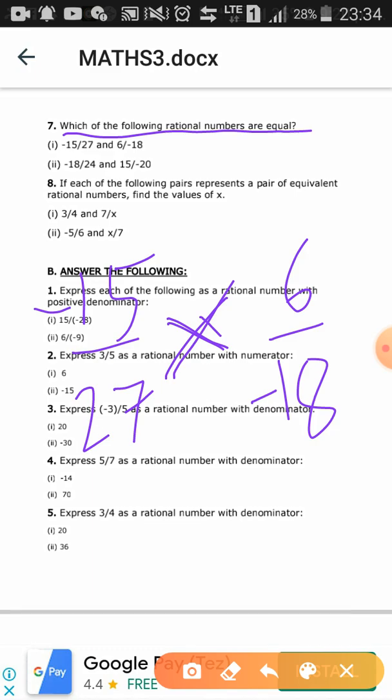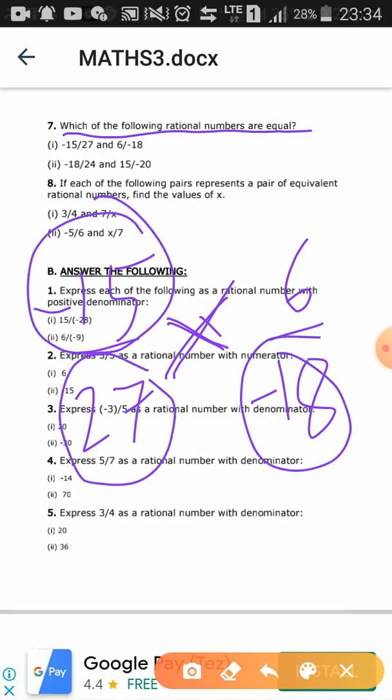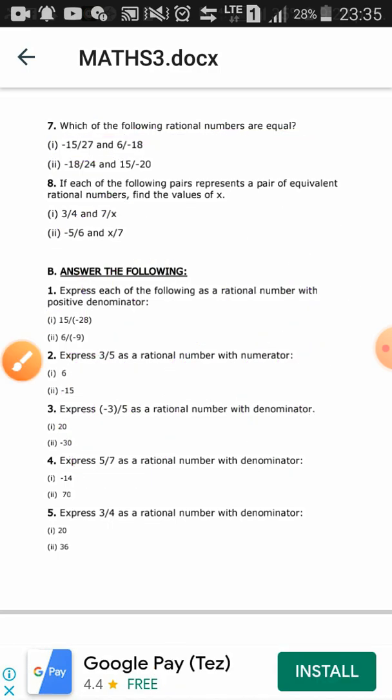So you're going to do minus 15 into minus 18, then you're going to do 27 into 6. If both the answers are equal, then yes, these two rational numbers are equal. If both the answers are unequal, then no, these rational numbers are not equal.